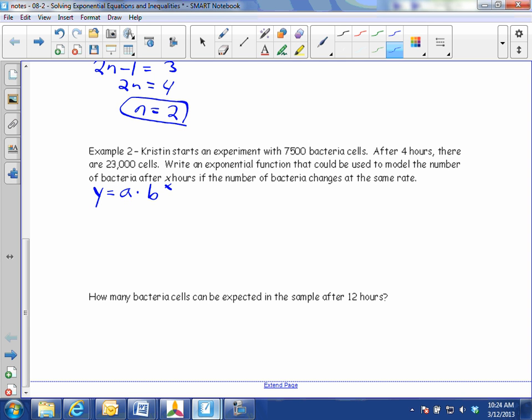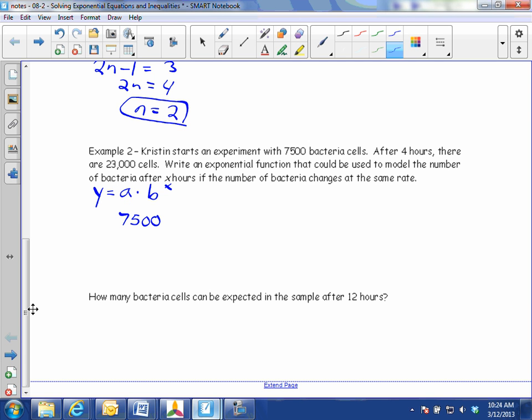Okay, just like we were talking about exponential decay and growth yesterday, what did a stand for? Where we started, right? The initial. So in this case, what did she start with? So that's what our A is. Where we start.